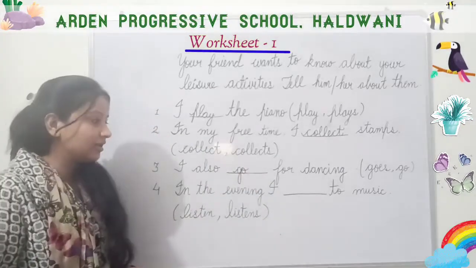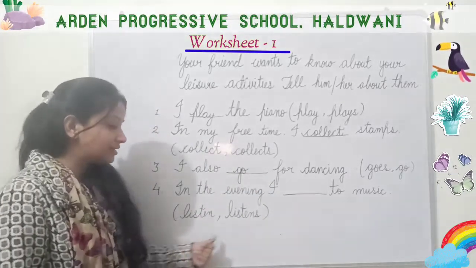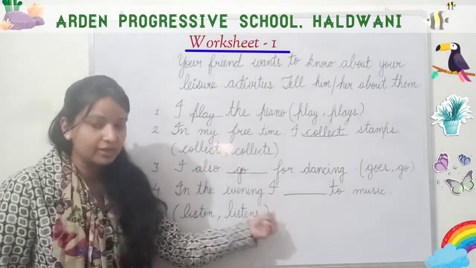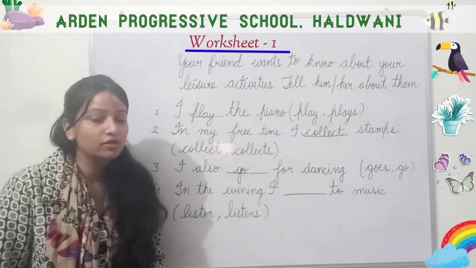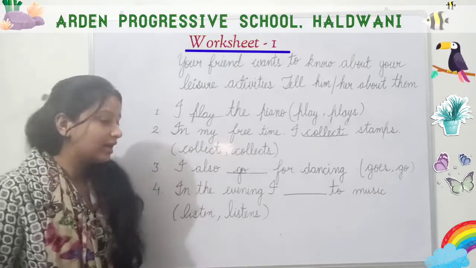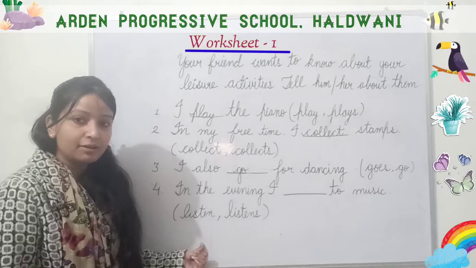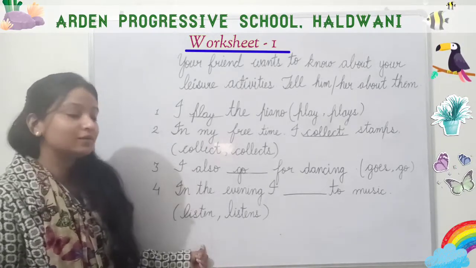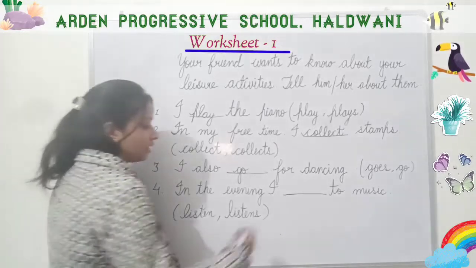In the evening, I dash to music. I listen or listens. We know I is a singular subject which does not follow the rule of subject verb agreement and uses plural verb, and plural verbs do not include s or es. So listen, L-I-S-T-E-N.